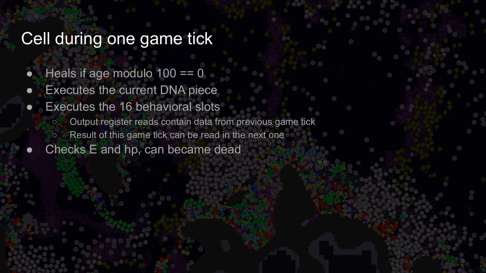Register reads collected as inputs are always the value of output registers from the previous game tick. Each slot executes and writes its new output. After this happened, the cell checks its properties and dies if it is out of luck.